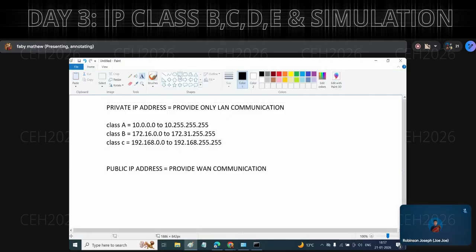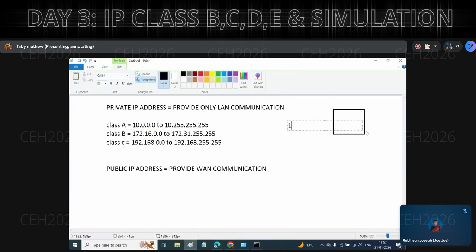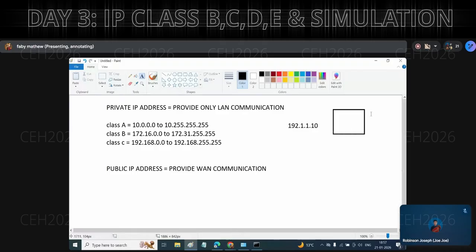First of all, you have to understand this. Suppose Tanuj's system has an IP address of 192.1.1.10. Suppose this is a private IP address, and the ISP provides this IP address to me. And he is able to send traffic over the WAN. This is your WAN. So you can send traffic to each and every server, whether it is a Google server or a Facebook server, everywhere.